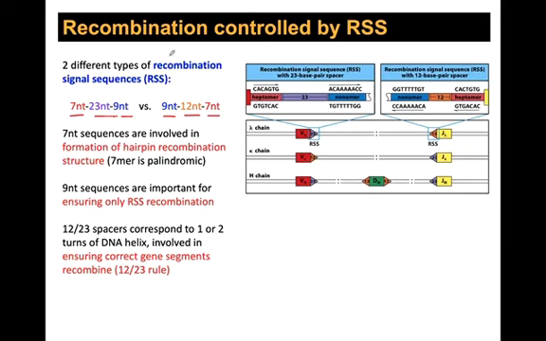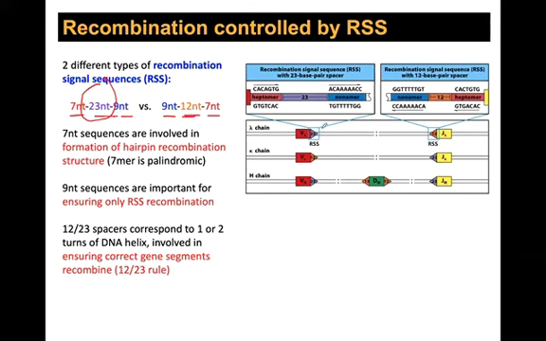And so what happens? Well, the 23 nucleotide spacer gets bulged out, sort of gets looped out to the side. And this turns out to be what is recognized by the recombination machinery, so that you can see there's this non-identical DNA. It's bulged out on one side. And so the rule is that you can only have recombination between a gene segment that has a 23 nucleotide spacer with a gene segment that has a 12 nucleotide spacer.